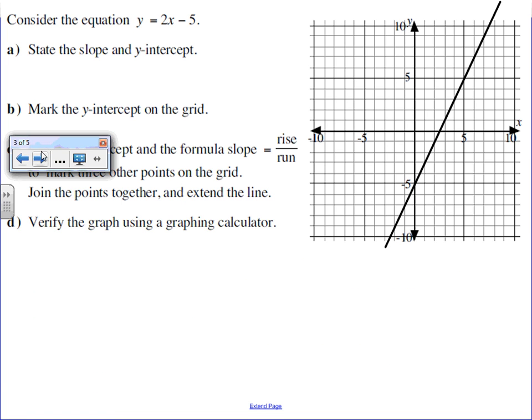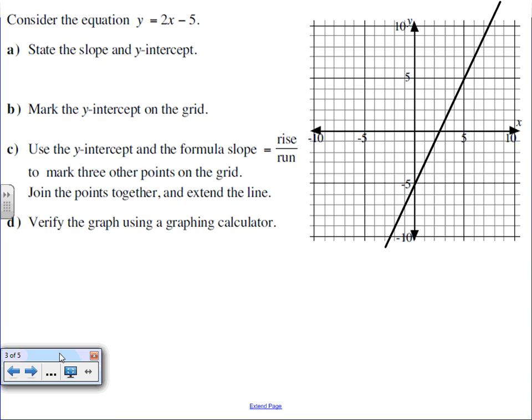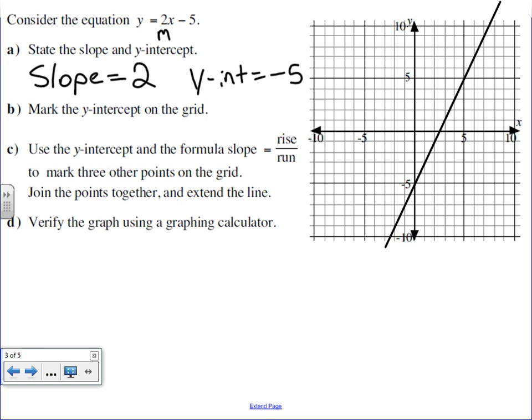Consider the equation y equals 2x minus 5. What's the slope? How did you know it was 2? Because it's attached to the x. It's our m value. What would be the y-intercept, Jared? -5. Whatever the sign is dictates if it's positive or negative.